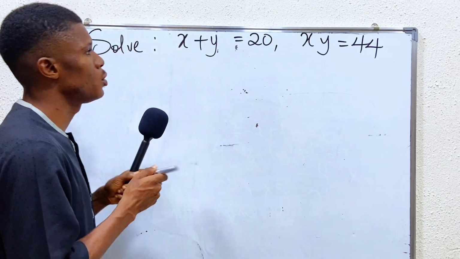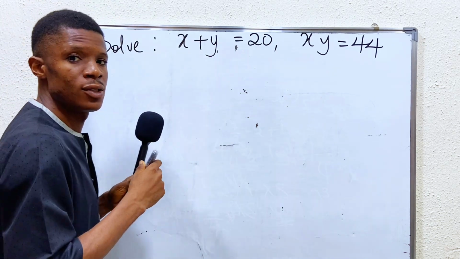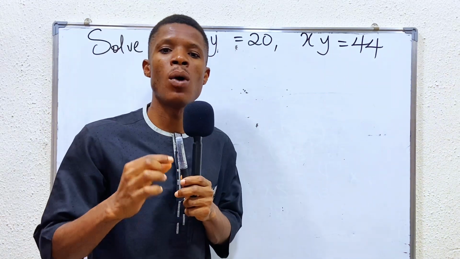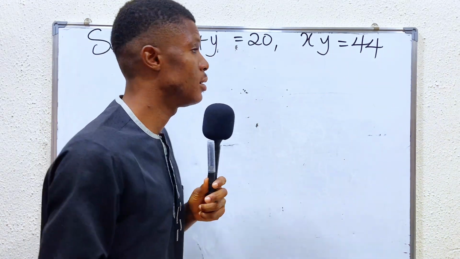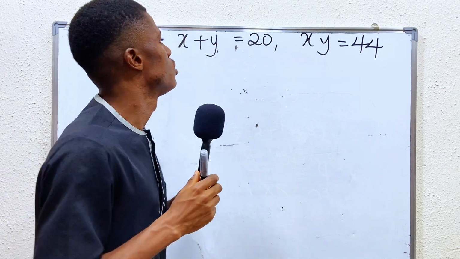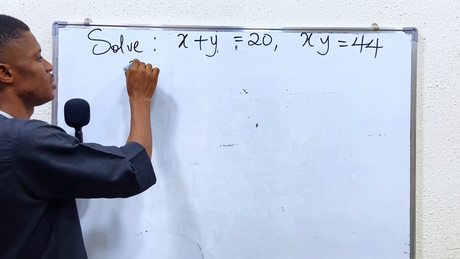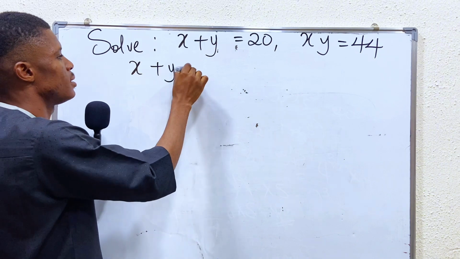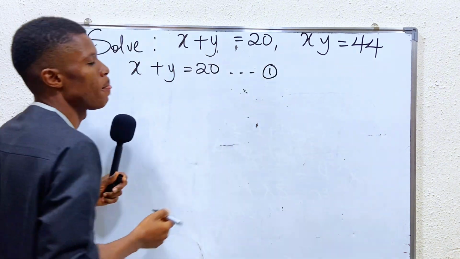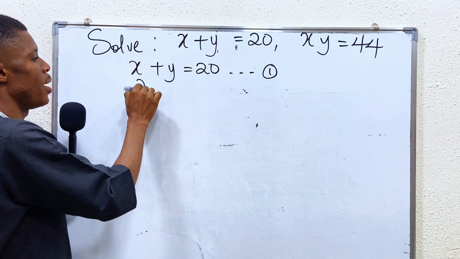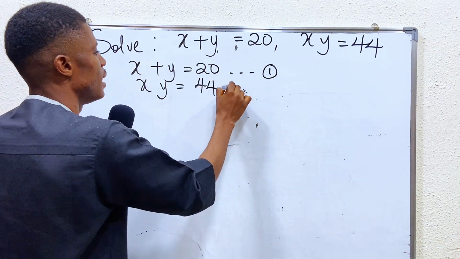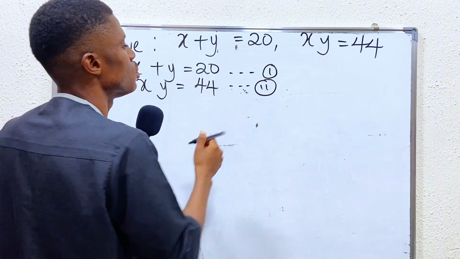So here we are told to solve that x plus y is 20 and x times y is 44. Our goal here is just to find the values of x and y that will satisfy both equations. So the first thing we ought to do is state that x plus y is equal to 20. This becomes our equation 1. And we have that x times y is equal to 44. And that becomes our equation 2.